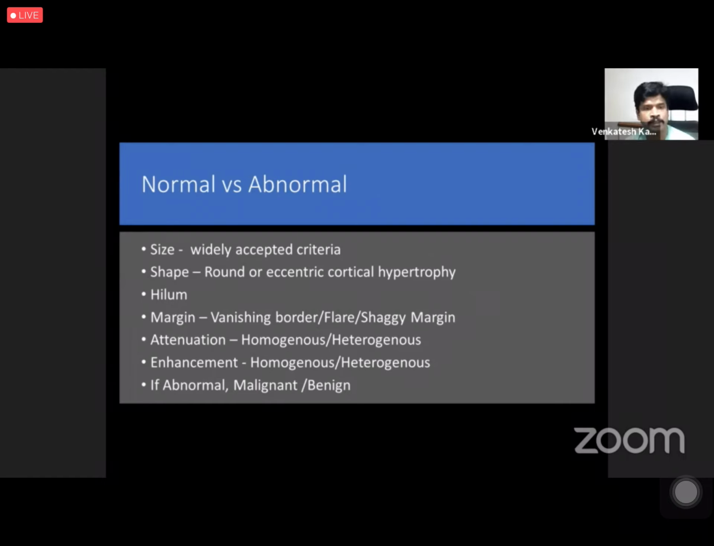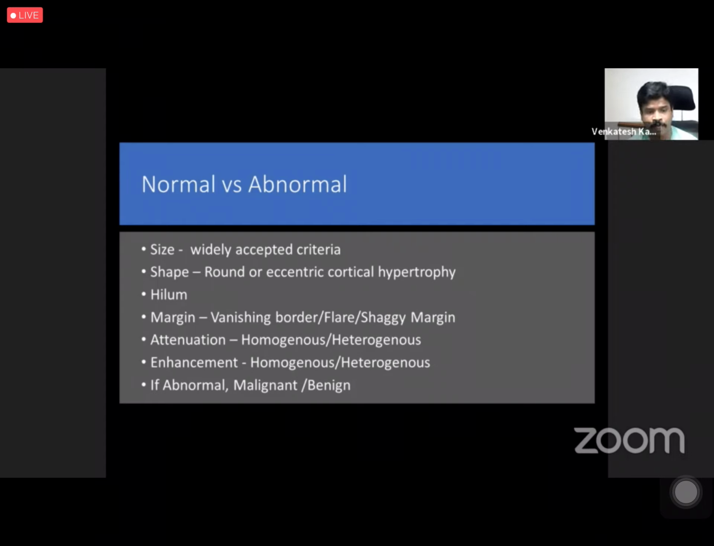And see the margins. When the margins are smooth, it goes in favor of normal. When there is a vanishing border sign, the flare sign or the saggy margin sign, it suggests an abnormal lymph node. Then you have to look for the attenuation. In the case of CT and MR, you have to look for the attenuation and signal intensity in the plain scan, whether it's a homogeneous or heterogeneous appearance. And when it's heterogeneous, again, it suggests a pathological node.